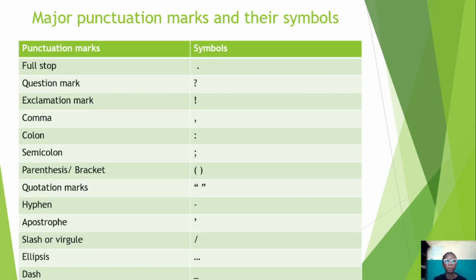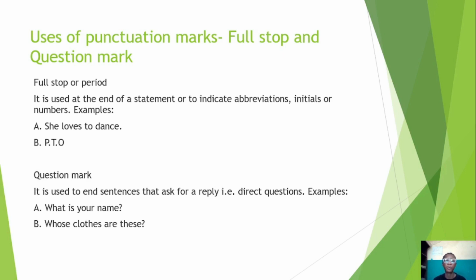Now let's look at major punctuation marks and their symbols. We have the full stop, which we also call period. We have the question mark. We have the exclamation mark. We have the comma. We have the colon, the semicolon. We have the parentheses or brackets. We have quotation marks. We have hyphen. We have apostrophe. We have slash or virgule. We have the ellipses, and we also have what we call dash. So now we are going to look at the uses of these punctuation marks.